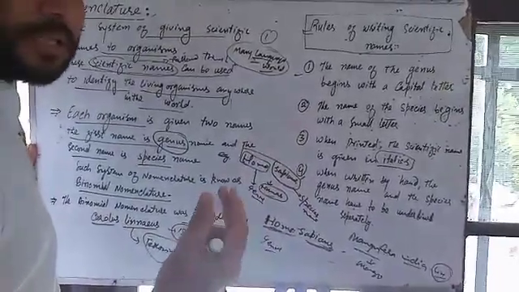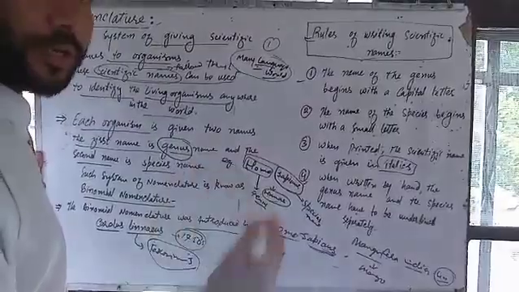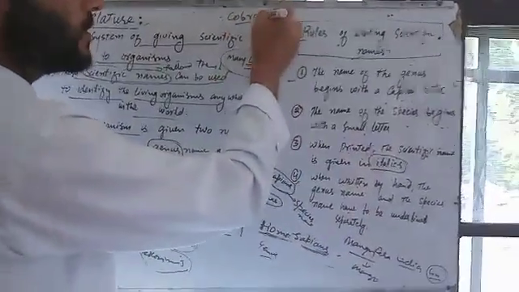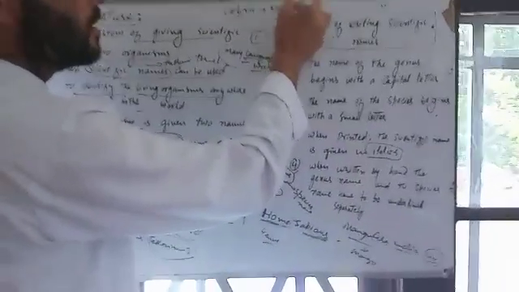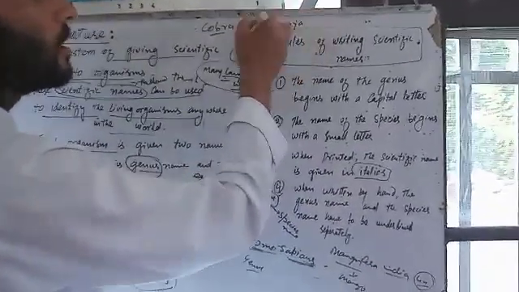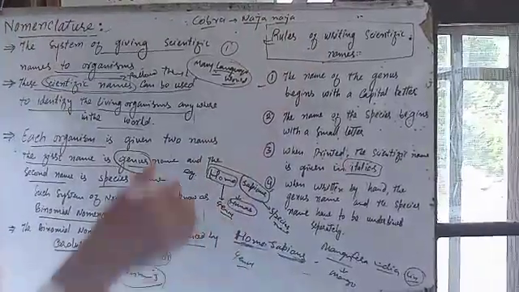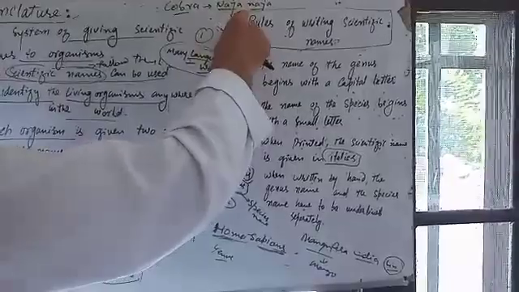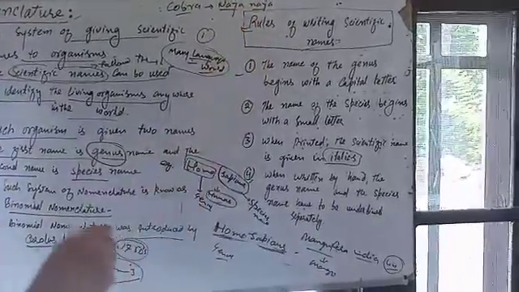Sometimes some species have the same generic name and species name. For example, the cobra has the scientific name Naja naja. Those species which have the same generic and specific names are known as tautonyms.